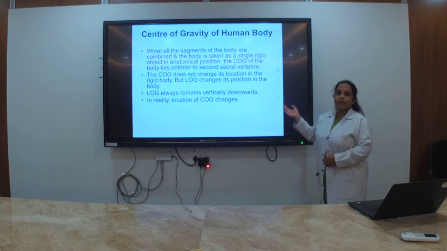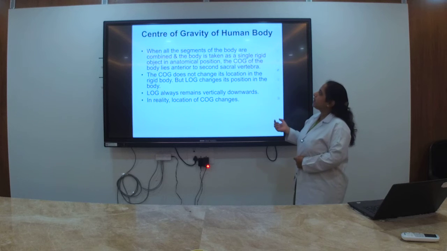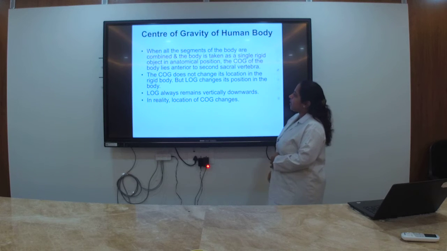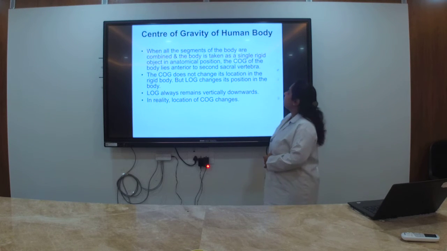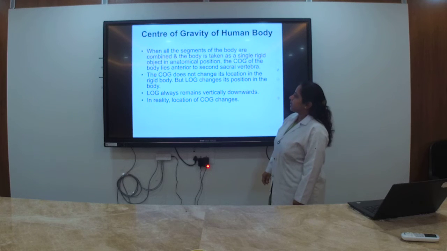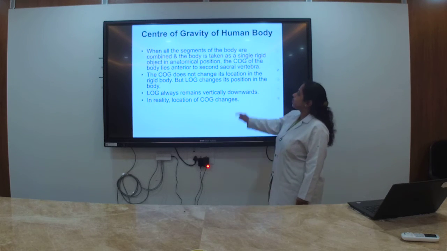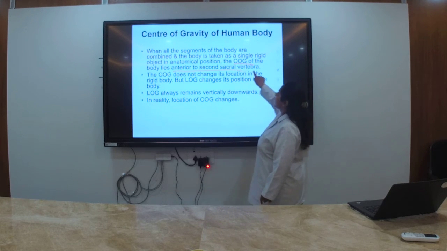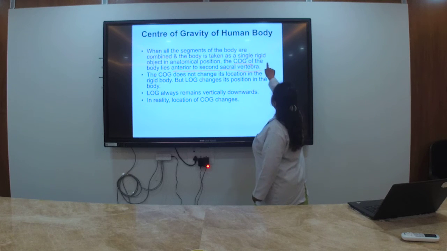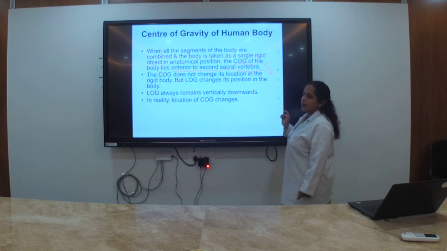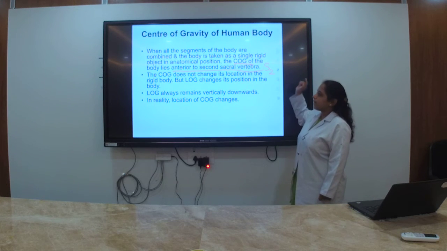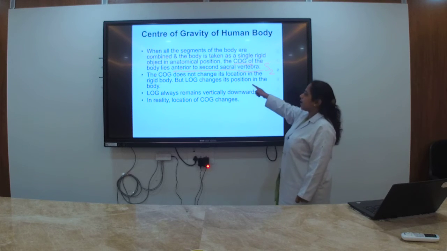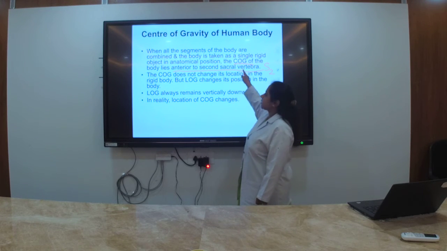Now let us go to the important part, that center of gravity of human body. When all segments of the body are combined and body is taken as a single rigid object in anatomical position, the COG of the human body lies anterior to the second sacral vertebra. Anterior to second sacral vertebra. Very important. This is the commonly asked question, that where is the center of gravity of human body is located? The answer is anterior to the second sacral vertebra.